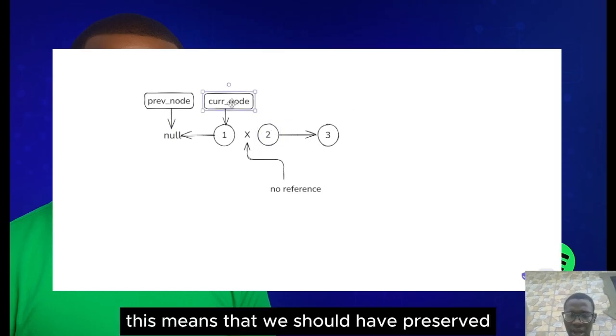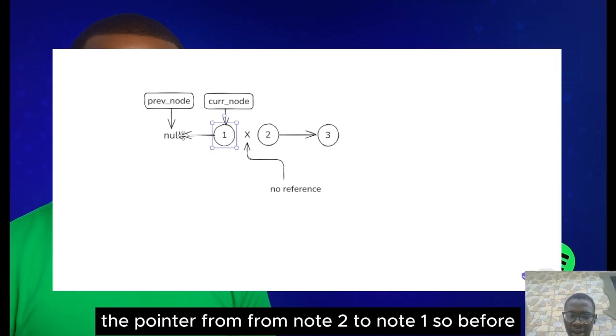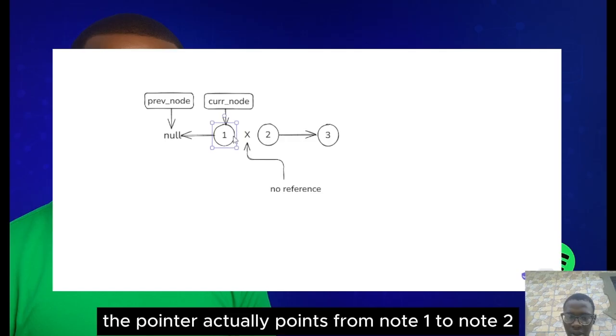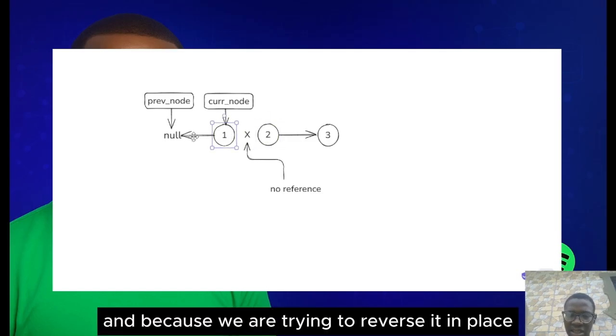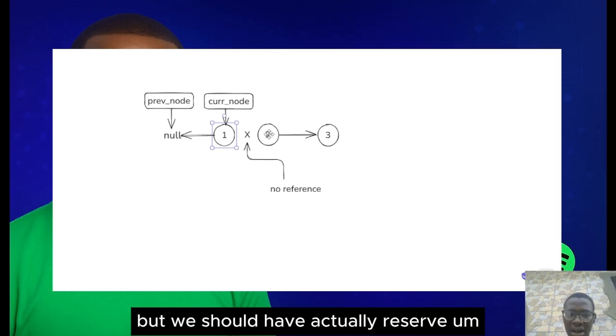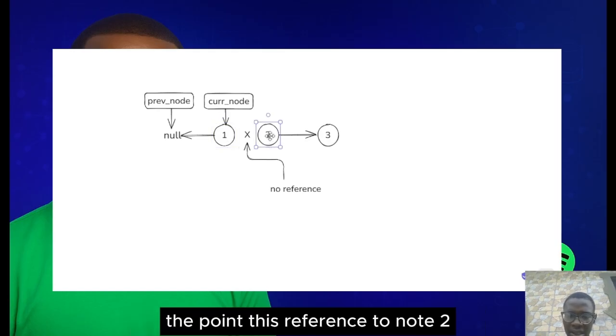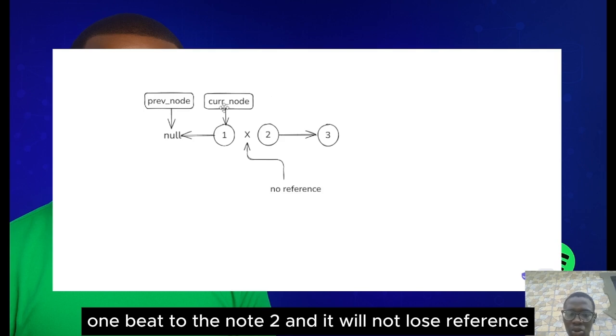This means that we should have preserved the reference to node 2 before reversing the pointer. Before, the pointer pointed from node 1 to node 2, and because we are reversing it in place, we shift it to point from node 1 to null. We should have reserved this reference to node 2, so that the current node can move one bit to node 2 and it will not lose reference.